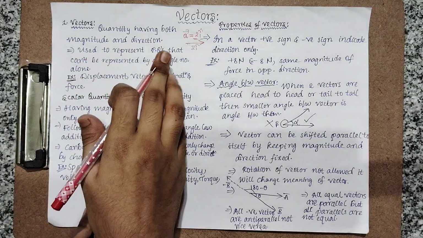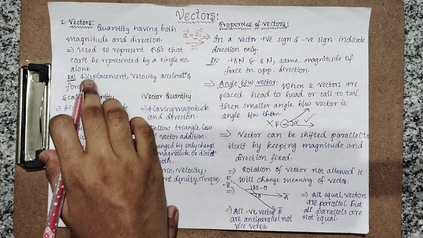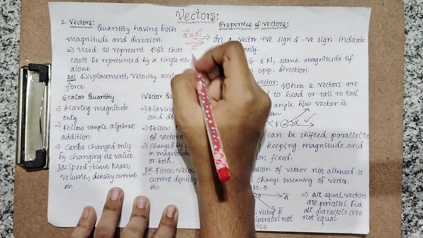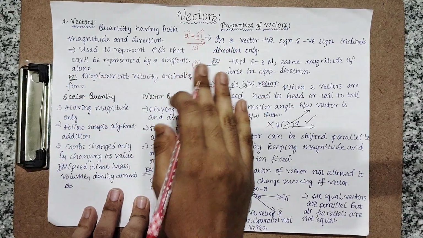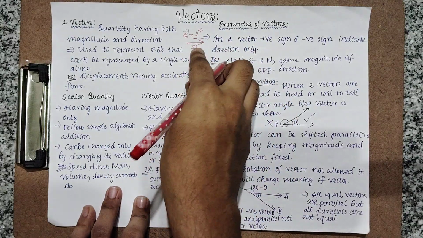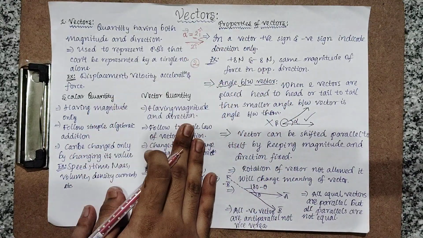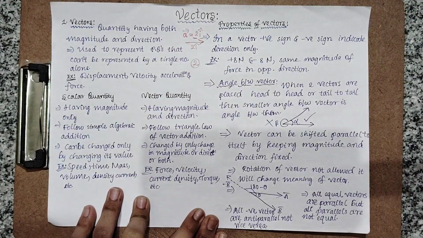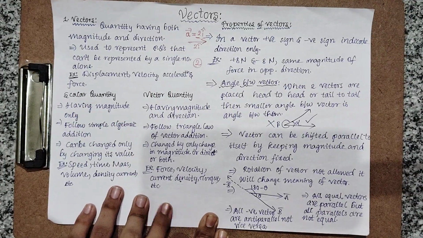Vector is used to represent the physical quantities that cannot be represented by a single number alone. If we simply say 2, then 2 is not a vector. But 2I cap, which represents magnitude as well as direction, is said to be a vector. For example, displacement, velocity, acceleration, force, etc.